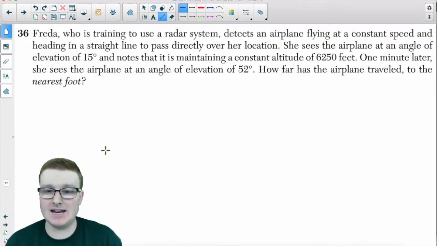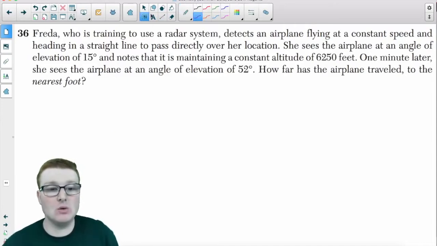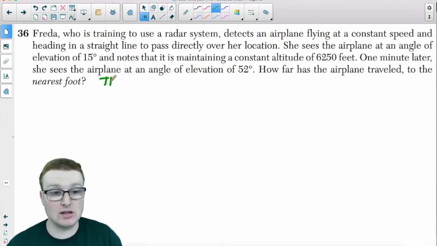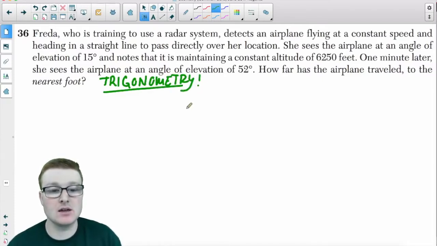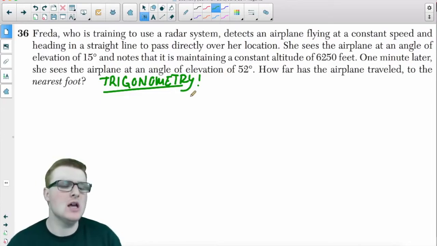She sees the airplane at an angle of elevation of 15 degrees and notes that it is maintaining a constant altitude of 6,250 feet. 1 minute later, she sees the airplane at an angle of 52 degrees. How far has the airplane traveled to the nearest foot? And if you don't know that this is strictly a trigonometry question, you are either sleeping or really confused. Probably you're really confused. But if you got it, great.